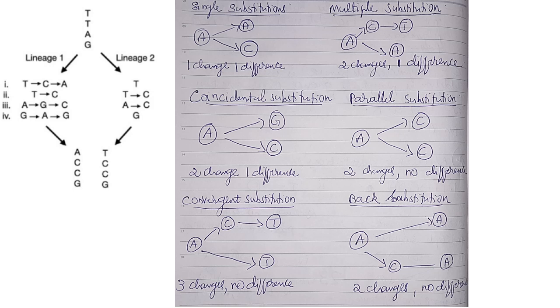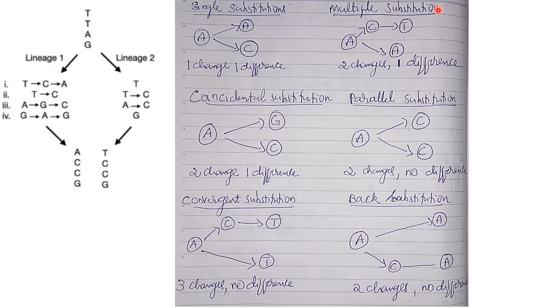So for that, you should know what is single substitution. Single substitution means one change, one difference. So A is giving A, there is no change. But A is giving rise to C, there is a change. So one change, one difference. So here is the change taking place and here is the difference.